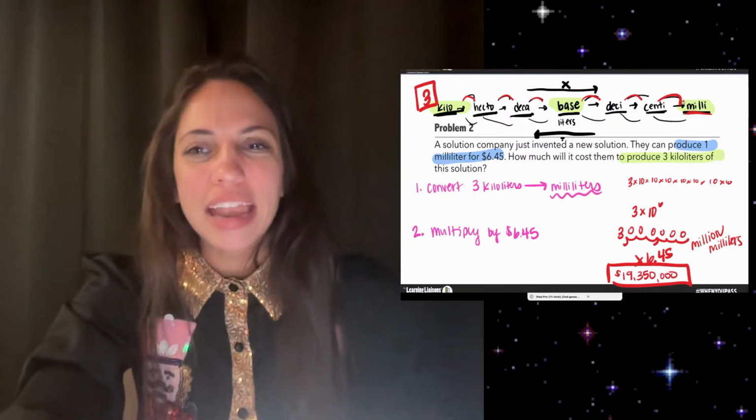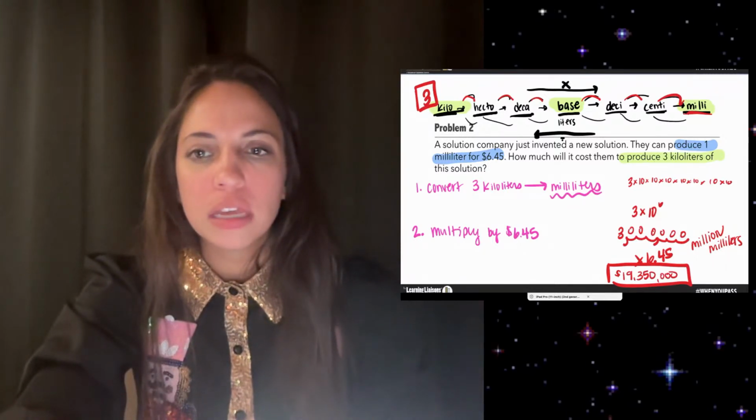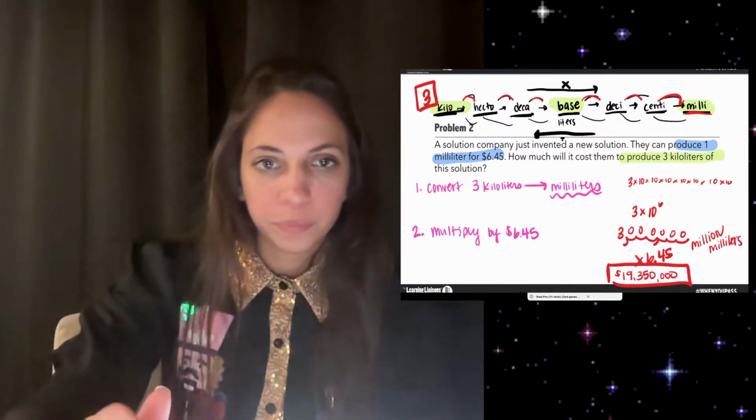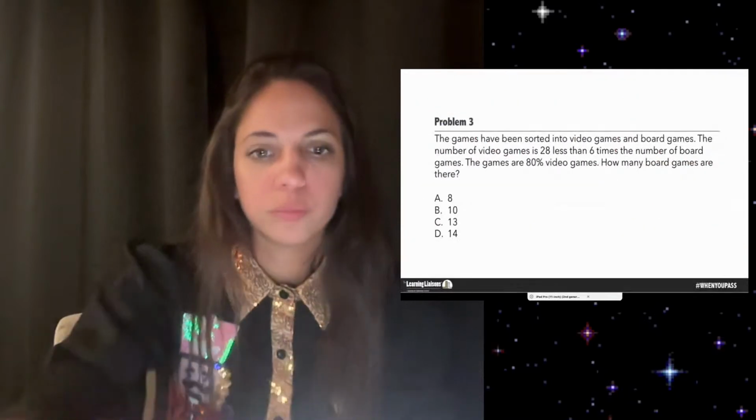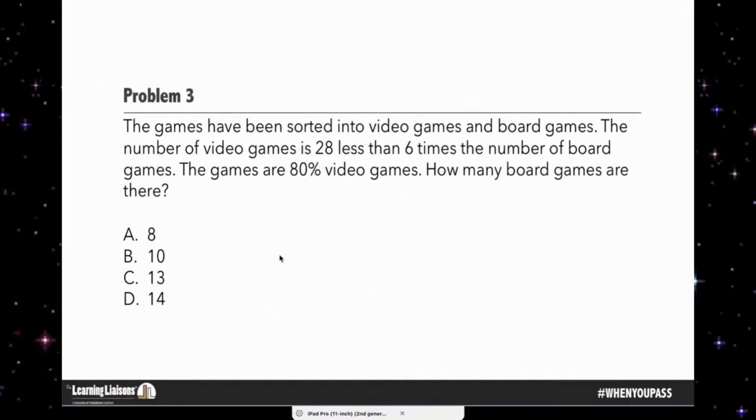All right, let's go ahead and keep going with the next problem. The games have been sorted into video games and board games. The number of video games is 28 less than 6 times the number of board games. The games are 80% video games. How many board games are there? 8, 10, 13, or 14?